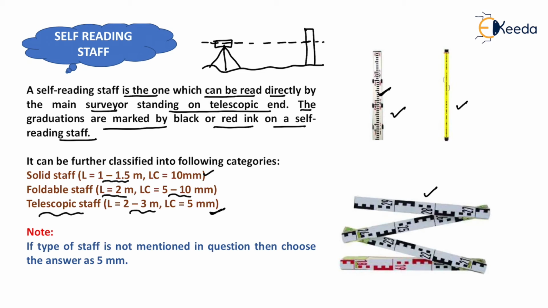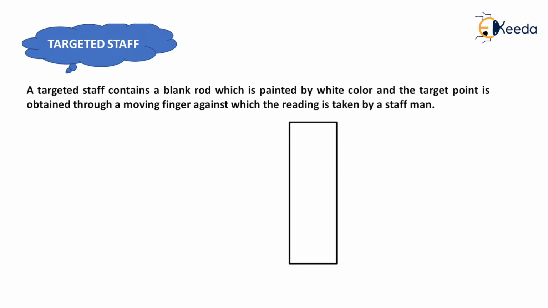Now one note is there that if the type of staff is not mentioned in the question, generally in engineering services as well as in GATE exam, if the staff type is not mentioned, then you have to choose the answer as 5 mm, because nowadays telescopic staff is generally used as compared to solid staff and foldable staff. Now the next one is targeted staff.